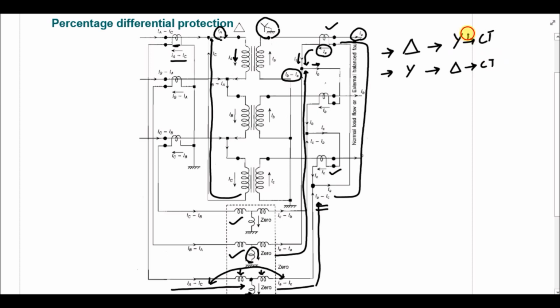And by doing this, we are actually making the currents equal in magnitude as well as in phase for the comparison, because we have to pass a differential current through this operating coil, and these two currents that are passing through the restraining coil should be equal in magnitude as well as in phase. So that's why we use Y connected CTs on the delta side of the transformer and delta connected CTs on the Y side of the transformer. Thank you.